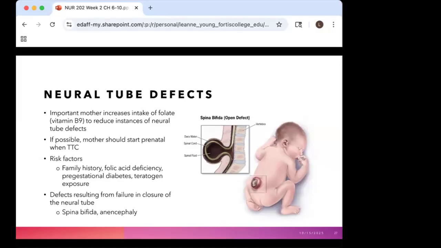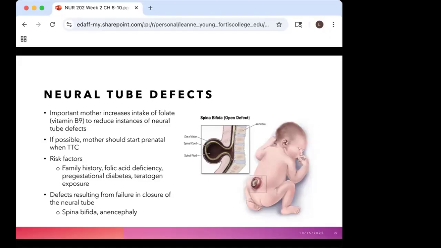So risk factors for neural tube defects, if there's a family history, that is a big one. Folic acid deficiency in a mom. Pregestational diabetes can sometimes cause that just because the mom's body isn't processing the vitamins the same way that a non-diabetic would. And then teratogen exposure, so alcohol use, substance abuse, cigarette smoke exposure, those kind of things can increase the risk for neural tube defects.